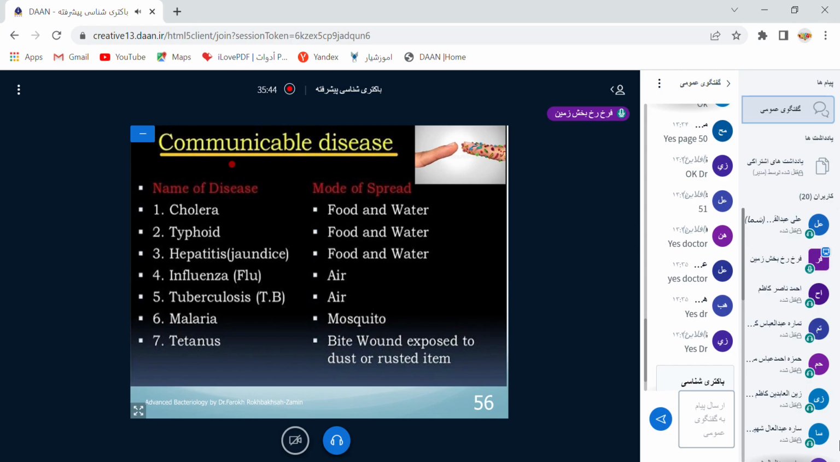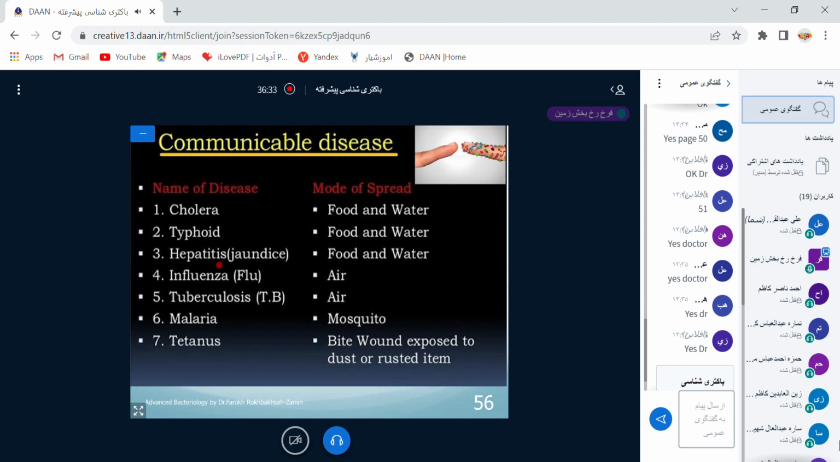Okay, we want to show you some communicable diseases. Vibrio cholerae produces the disease cholera, transmitted to people very easily, mostly by water and sometimes by food. Typhoid by Salmonella typhi. Again, the source of infection is food and water. Hepatitis, mostly we mean hepatitis A, which can be transferred by food and water.